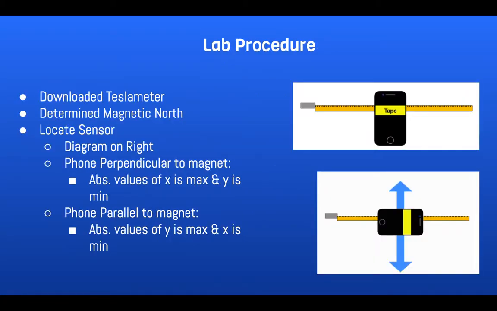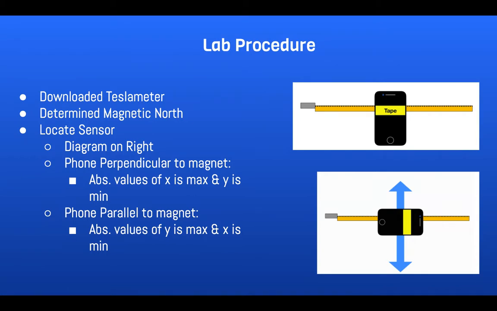I'll quickly recap the lab procedure. I downloaded Teslameter, which measures magnetic fields. Then I located the sensor in my phone. First, I compensated for magnetic north by finding where the x component was nearly zero, and I aligned my meter stick with the bottom edge of my phone.